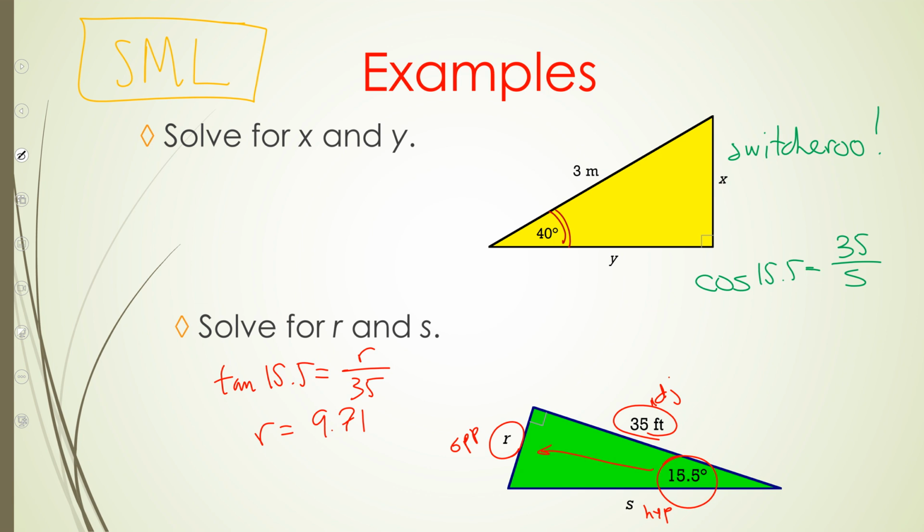The switcheroo is very simple. If the variable that you're looking for is in the denominator over here, you're going to switch the left side with the denominator. So these two things just switch. And it becomes S is equal to 35 over the cosine of 15.5. So we're going to cut out the middleman with all that algebra garbage and just use the switcheroo to get S by itself. Plug and chug, tell me what S is.